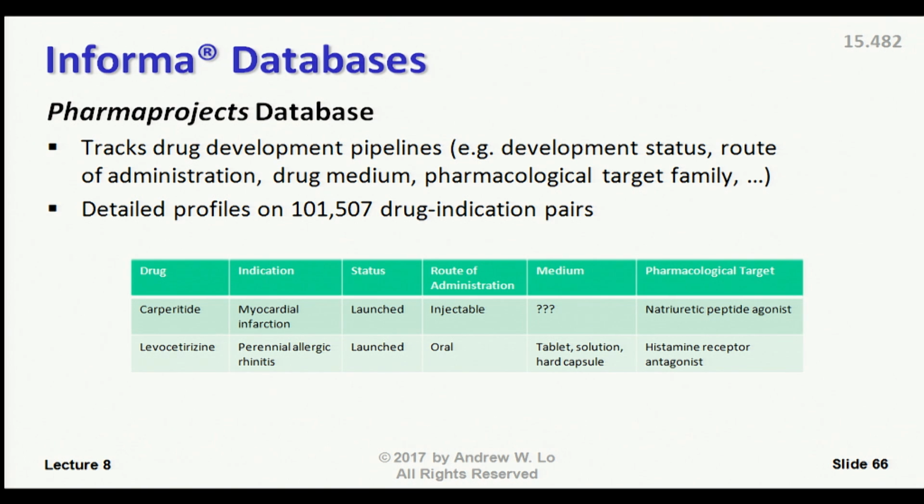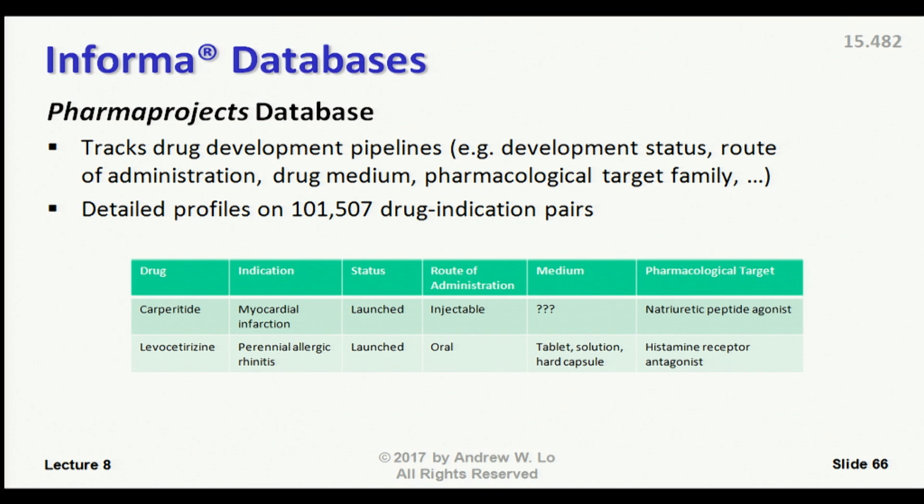So this is a drug, carperitide. It's for dealing with myocardial infarction, heart attacks. It was launched successfully, but the route of administration, it's an injectable. We don't have any information about the medium. In some other cases, we know that it was a tablet or it's a solution. And this is the pharmacological target. So we've got a lot of information now about the drug and the particular indication it's supposed to treat.